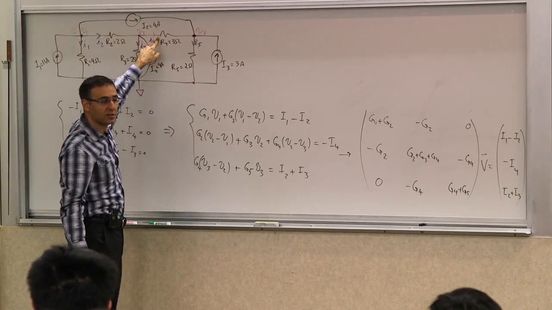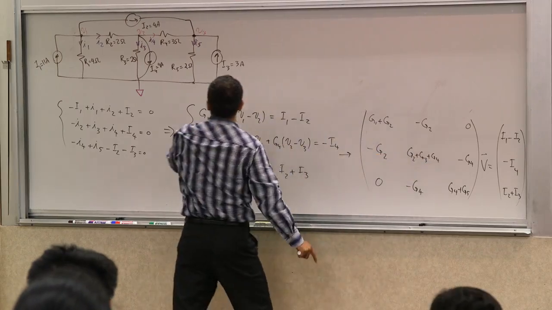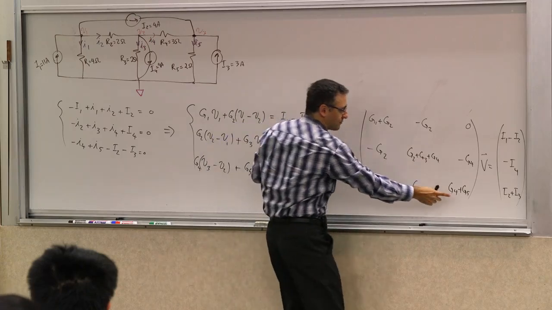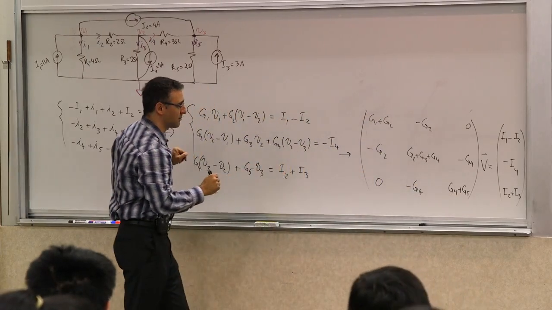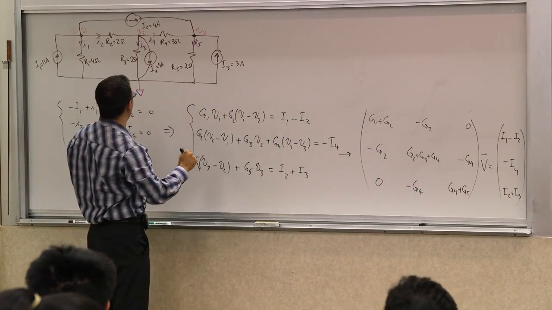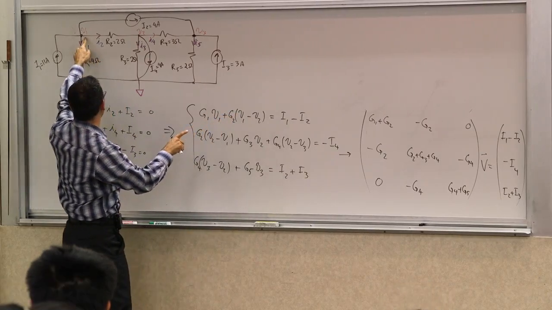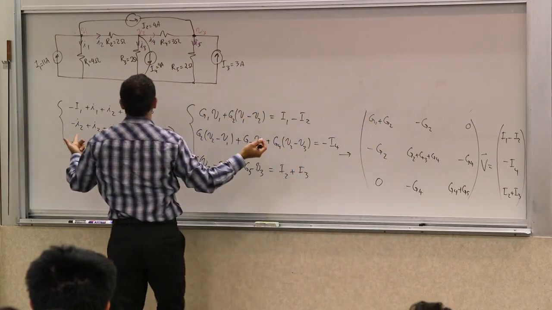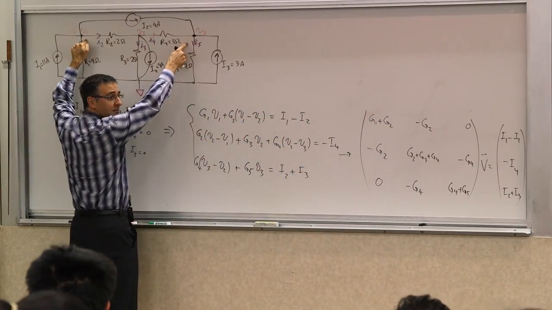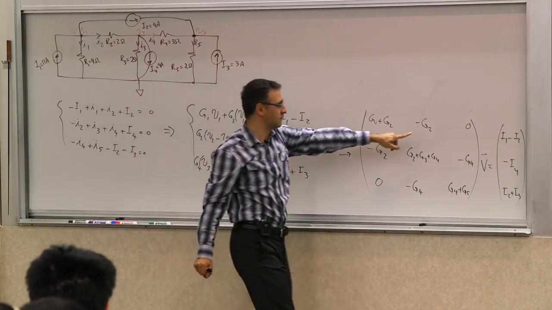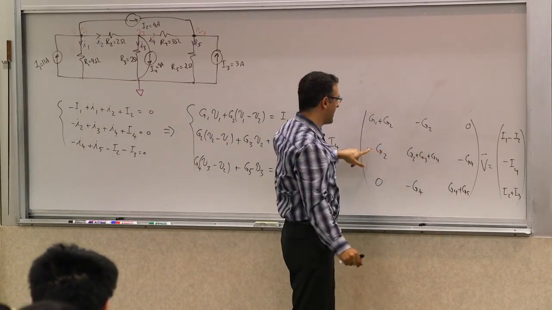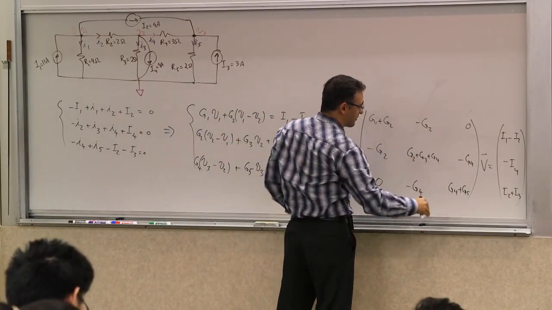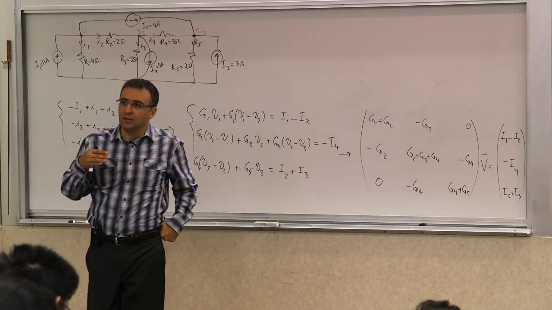The second diagonal term, G2, G3, and G4, the three conductances attached here. The third diagonal term, G4 and G5. Now, off-diagonal terms. The 1,2 term: the only thing connecting 1 and 2 is R2 or G2, so negative G2. There's no direct resistor connecting V1 to V3, so that's 0. And between 2 and 3, we have R4, negative G4. And it's symmetrical. So this seems to be true.